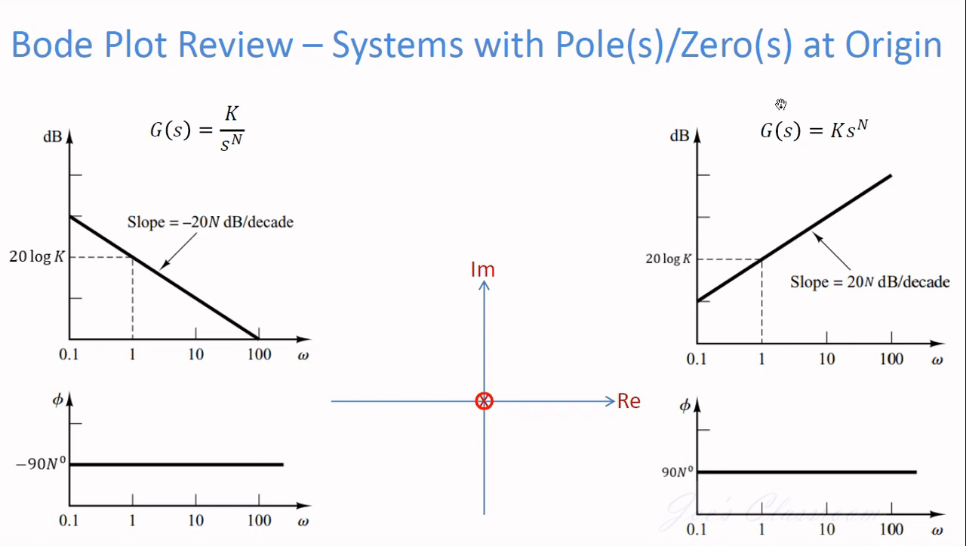And if it is a system with zeros at the origin, then the line is going to be an increasing line with a slope of 20 n decibels per decade, and this line will also go through 1 comma 20 log k. In the case of poles, the phase plot is going to be a horizontal straight line at minus 90 n degrees, whereas in the case of zeros, it is going to be at plus 90 n degrees.